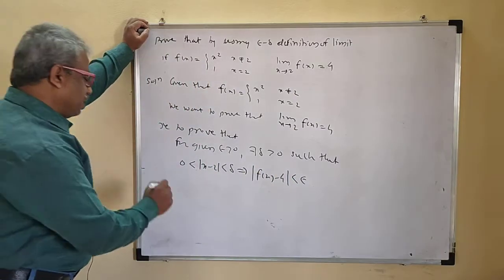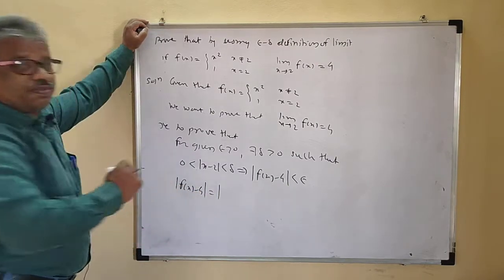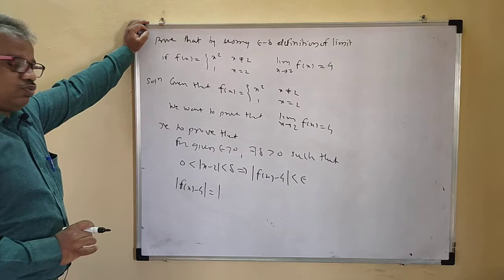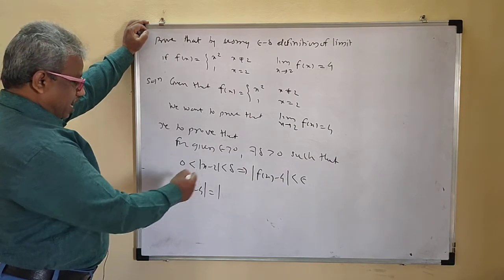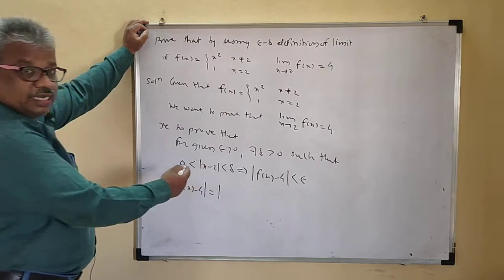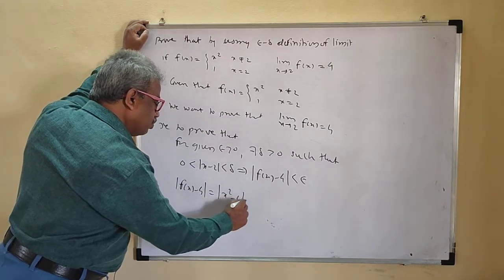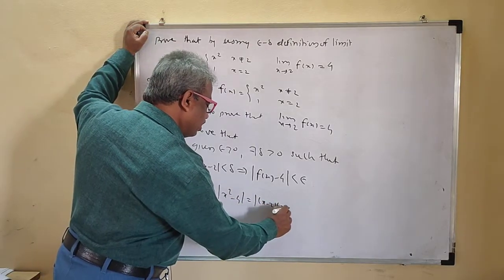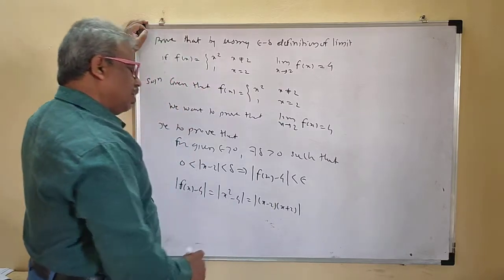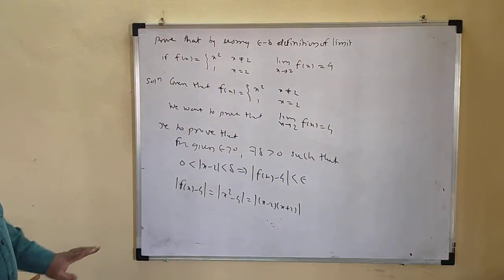Okay, so first we will take mod of f of x minus 4, we will simplify this and we will find x minus 2 somewhere. So f of x is what? F of x is x square. See, x tends to 2 means it is in a deleted neighborhood, so you have to take x square. This is x square minus 4. So this is mod of x minus 2 times x plus 2. This is your f of x minus 4, and this is less than epsilon, that we know.